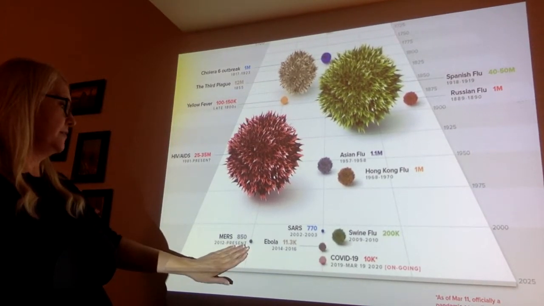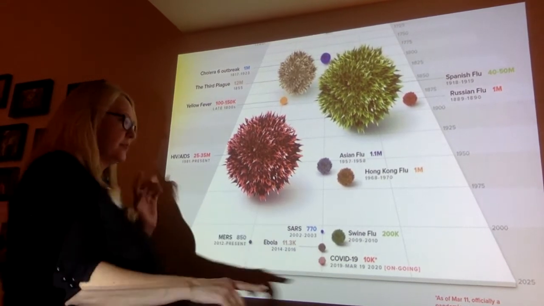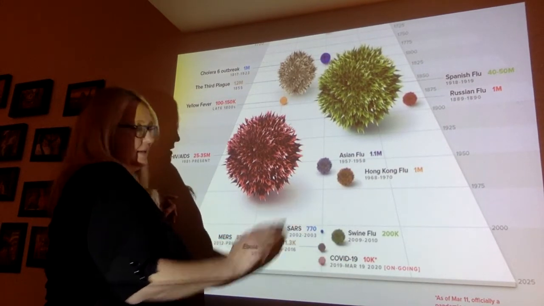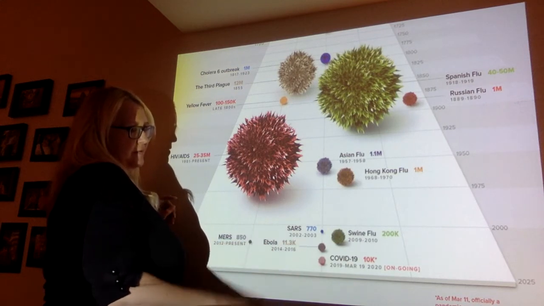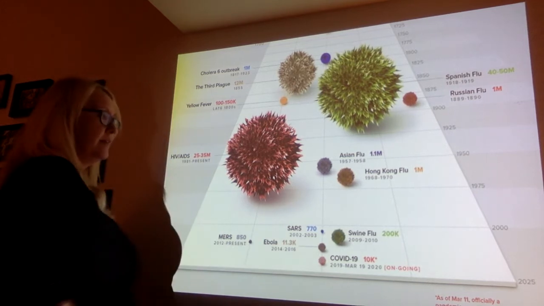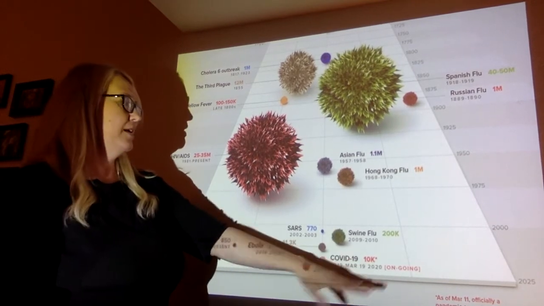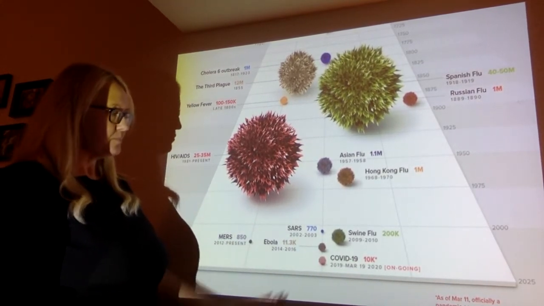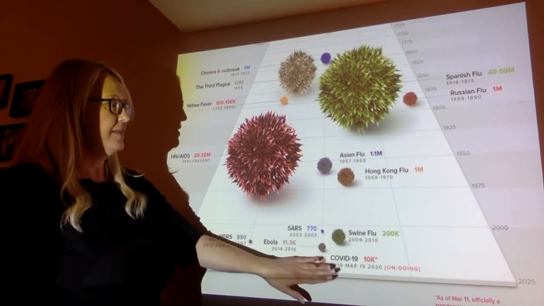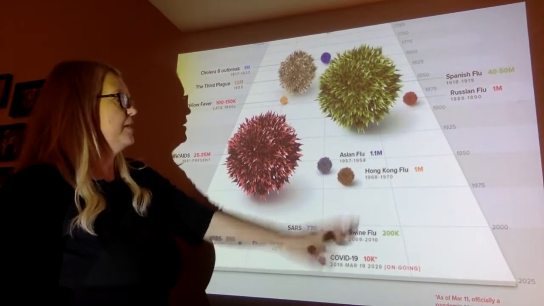MERS, 850, that was in 2012. To present, there's still some cases of MERS that pop up. And MERS and SARS and COVID are all related, in that family of coronaviruses. And then Ebola in 2014 to 2016, that was 11,000 people that got Ebola. And now we're at COVID, and right now we're over 10,000 people, right? So you can see it's on the Ebola level, but they're thinking this is going to be on this level, right? So they think this could become this.